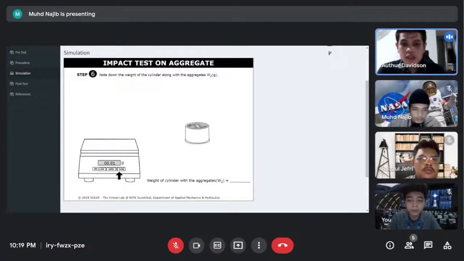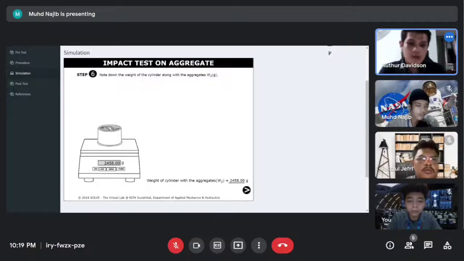And then measure the weight of the cylindrical measure containing the sample of the aggregates by using the weighing balance. So for the next step, I would like to pass to my group member, Waybyern Liban, for the next step. Thank you.